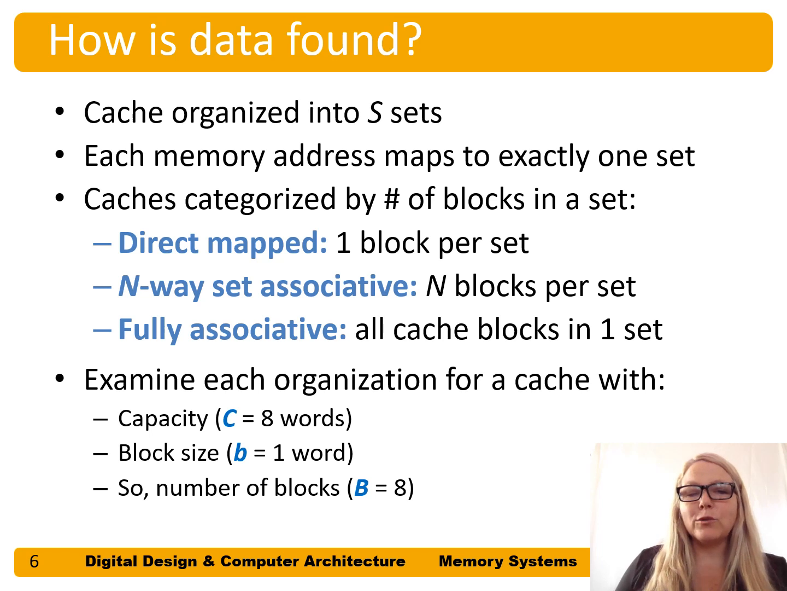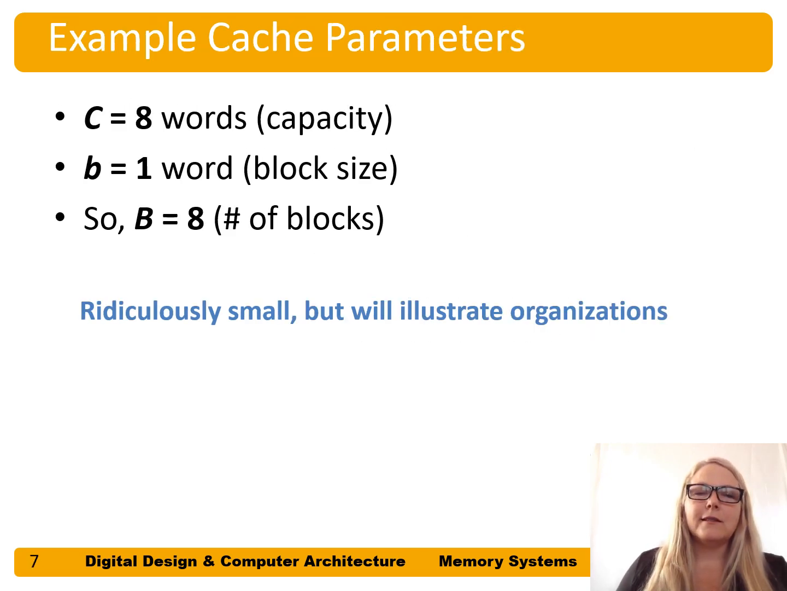This is a toy example to demonstrate the principles. We'd never have a cache with only 8 words in it. But again, this is a toy example to just illustrate the principles. So the capacity for these example caches is 8 words. Block size is 1 word, so 32 bits. And the number of blocks is 8. So here it is written out in bullet points: capacity 8 words, block size 1 word, and so the number of blocks is 8.